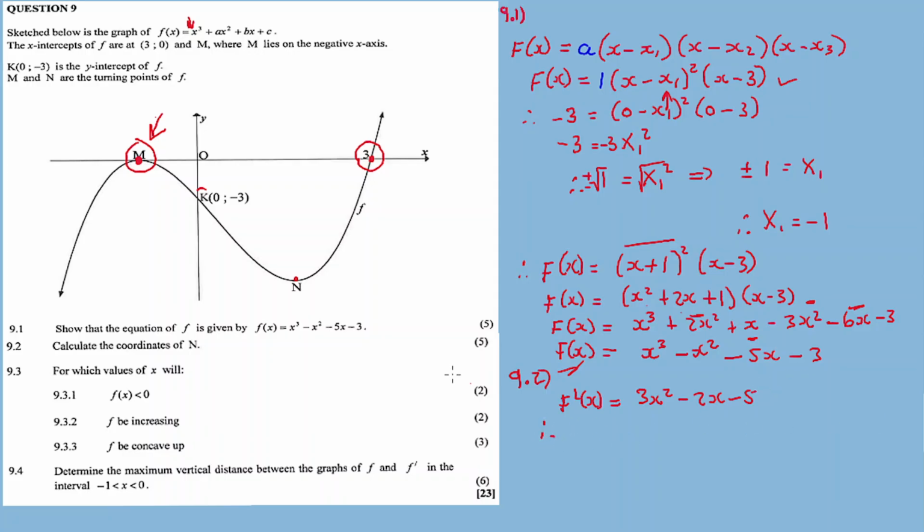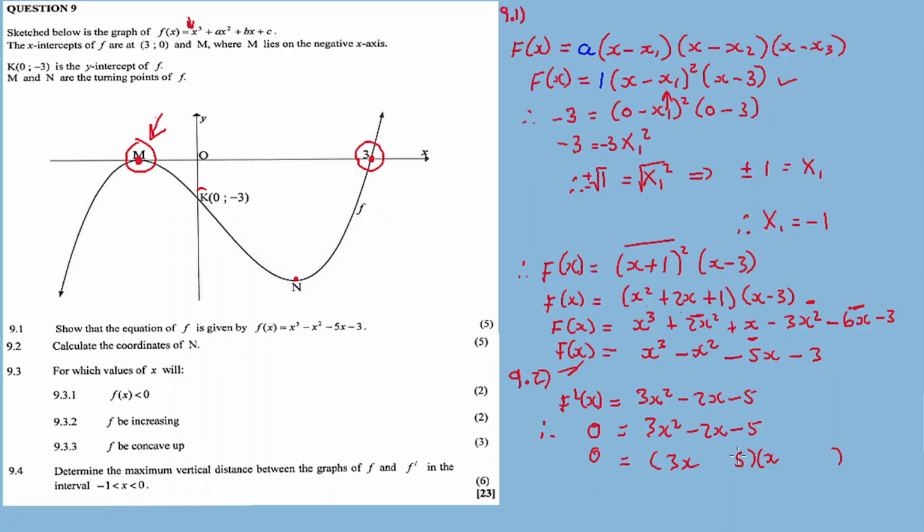Therefore the first derivative is equal to 0 at our turning point. So I make f prime of x equal to 0: x squared minus 2x minus 5. Now you can apply the quadratic formula or use a factoring method. I'm just going to find my factors.